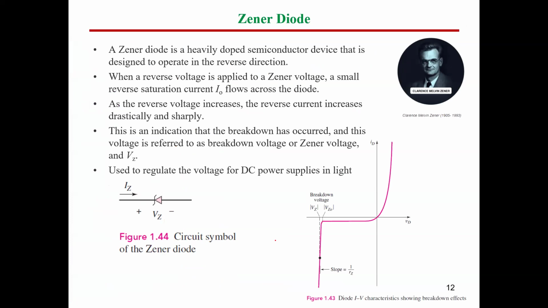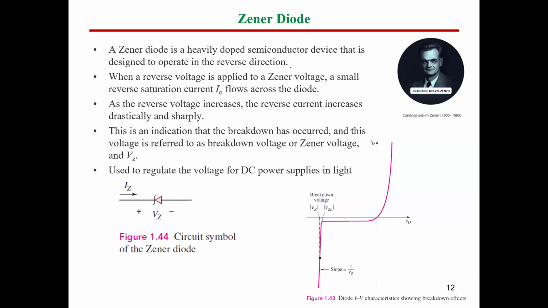Another type of diode, guys, is called the Zener diode. Actually, we use Zener diodes a lot in our life today, especially for protection. So let's see what the difference is between the Zener diode and the general purpose diode. Firstly, the Zener diode is a heavily doped semiconductor device that is designed to operate in the reverse direction. So this is the difference, guys.